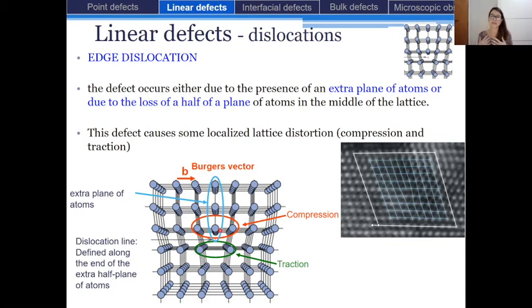And so we introduce the dislocation line. So what is the dislocation line? It is defined along the end of the extra half plane of atoms, okay? In this example, it is represented by this perpendicular sign. In the case of an edge dislocation, this dislocation line is perpendicular to the slip direction. And this symbol also indicates the position of the dislocation line. Okay.